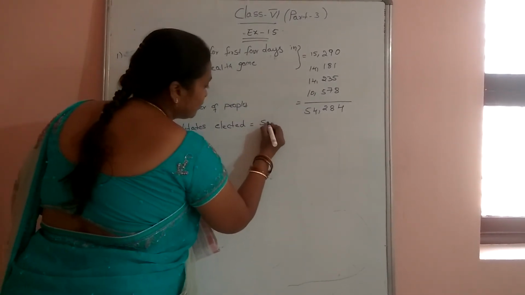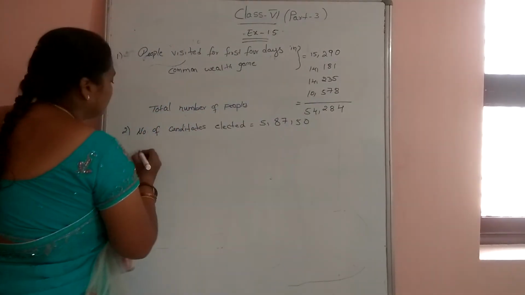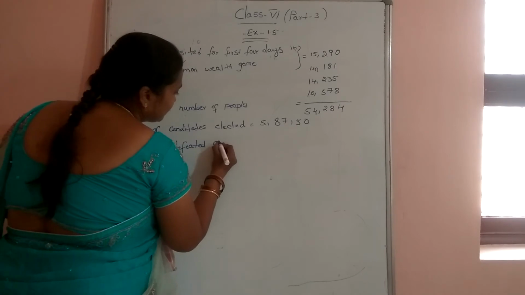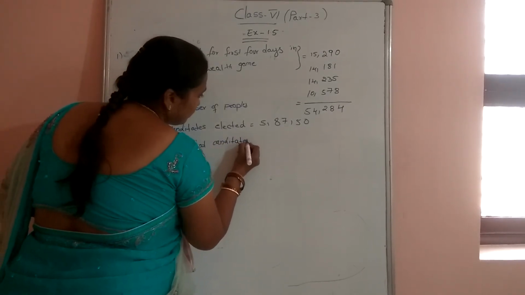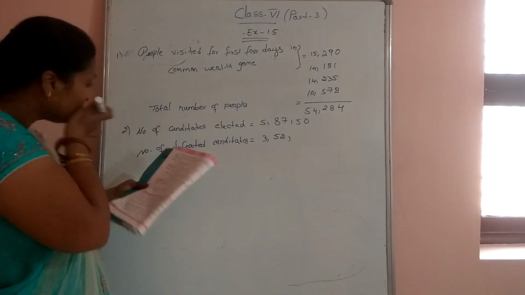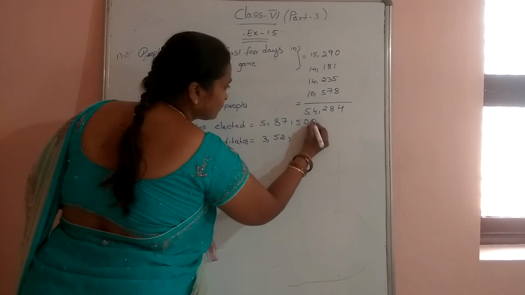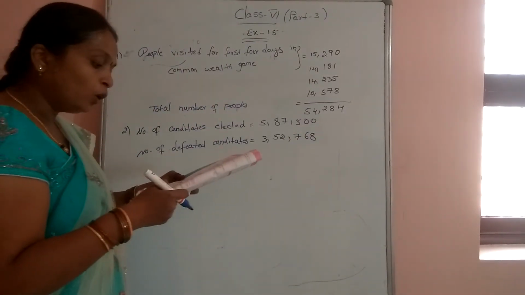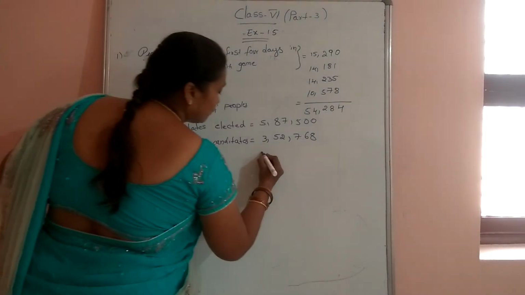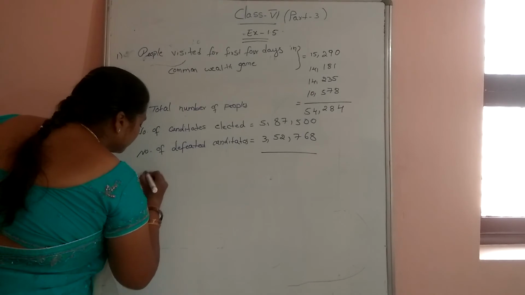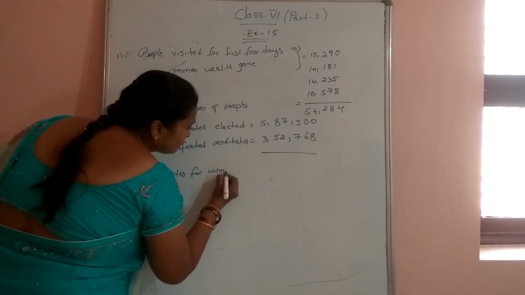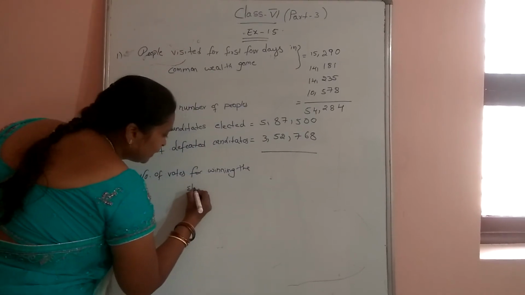Number of candidates elected is 5,87,500. Number of defeated candidates equals how much? Number of defeated candidates is 3,52,768. What did he ask? How many votes did the winner win the election by? Number of votes, the remaining votes, number of votes for winning the election.